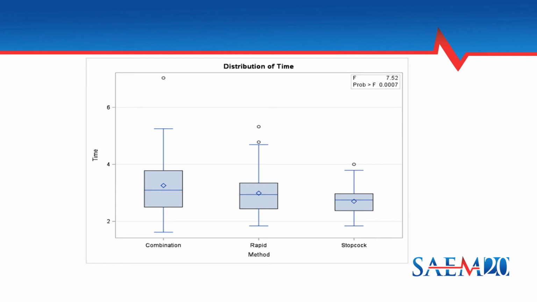This figure further details the results. A small diamond is the mean, with the shaded boxes showing the range of values, and the T-shaped lines extending from those boxes being confidence intervals. There are also small circles representing outlier values. As mentioned before, the stopcock techniques were the fastest and had the most narrow confidence intervals.